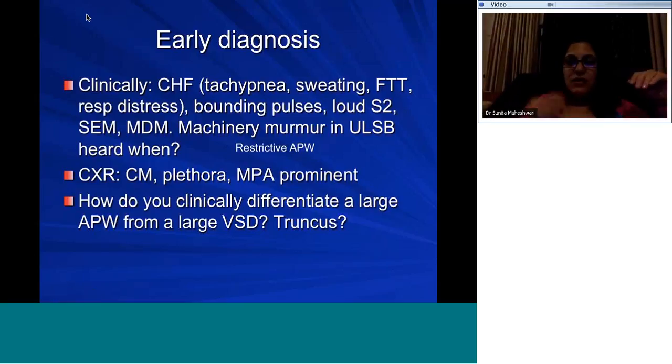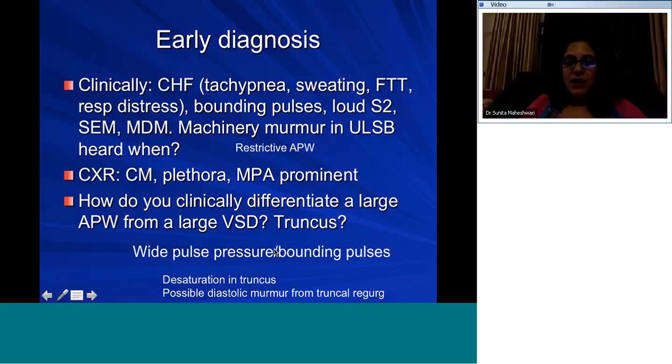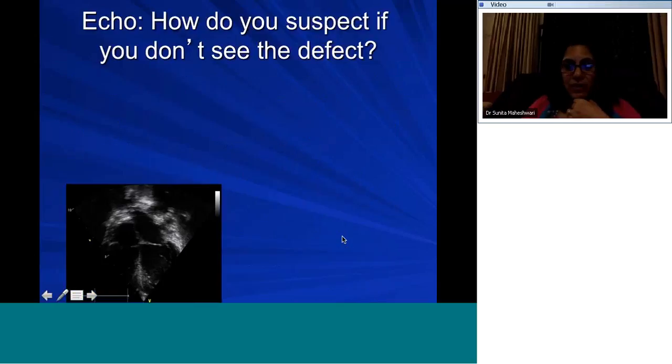Anything else? Cyanosis, saturation. So truncus, remember, will never be 100%. So truncus will have some desaturation, whereas AP window, at least in the early stages when they're operable, will be fully saturated. Truncus, you can have clicks, you can have diastolic murmurs from truncal regurg, but put your O2 sat. If you've got desaturation, it goes with truncus. No desaturation goes with AP window. Okay?